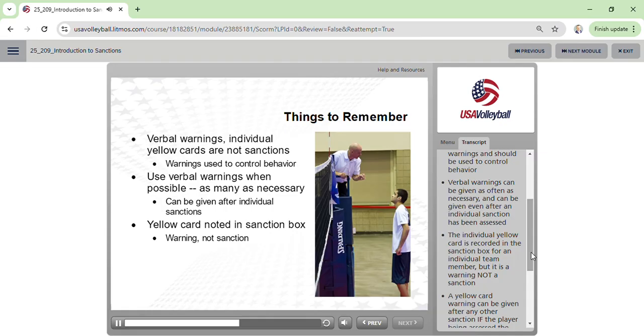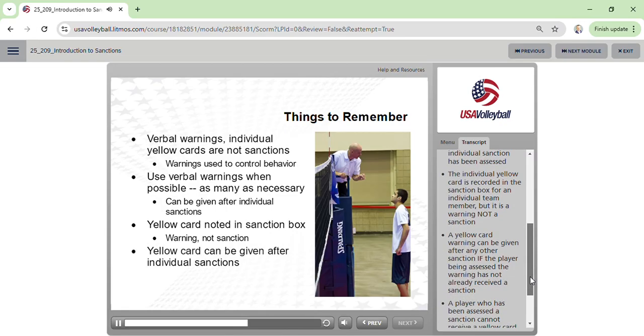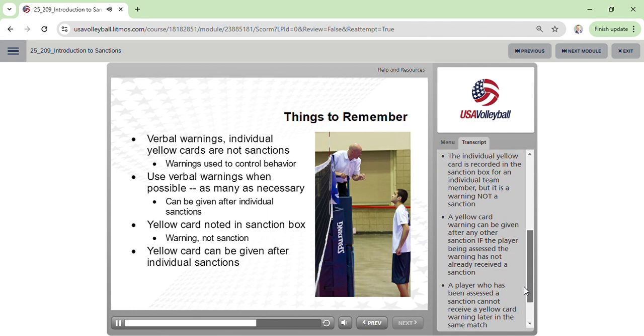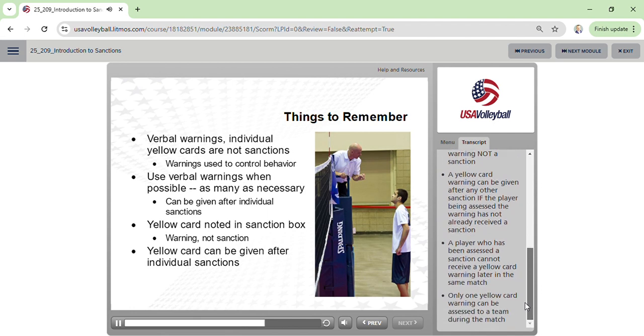The individual yellow card is recorded in the sanction box for an individual team member, but it is a warning, not a sanction. A yellow card warning can be given after any other sanction if the player being assessed the warning has not already received a sanction. A player who has been assessed a sanction cannot receive a yellow card warning later in the same match. Only one yellow card warning can be assessed to a team during the match.